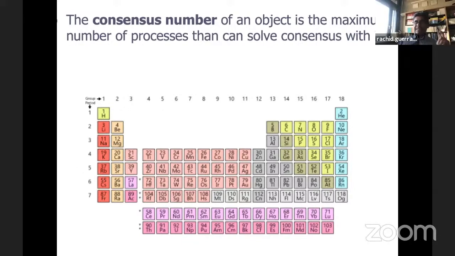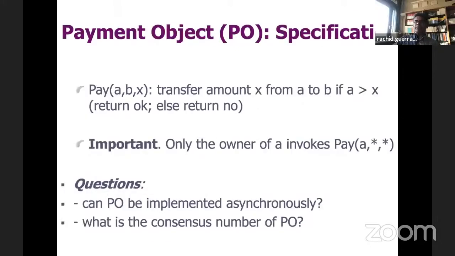Okay? Just like the Mendeleev table, which characterizes elements according to their atomic weight, you can characterize the power of problems in general and objects in particular with how many processes can we solve consensus with if we have that object. It turns out that counter star is exactly 2. And I will come back to this in the context of payment. Of course, I will not go into all the details, but let me now go back to payment.